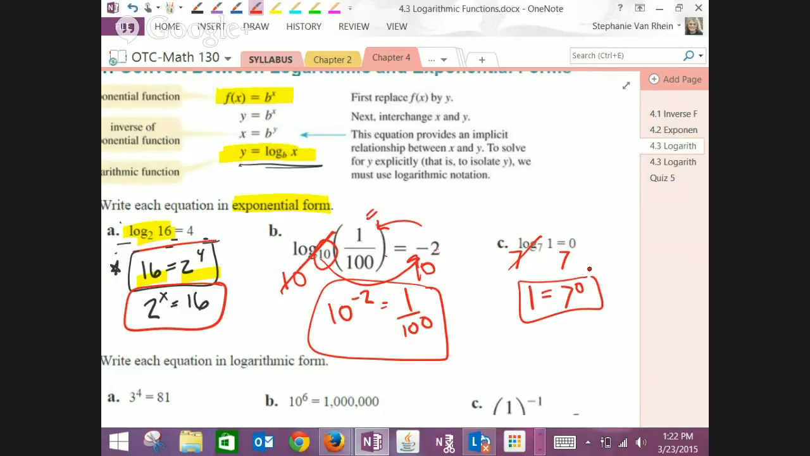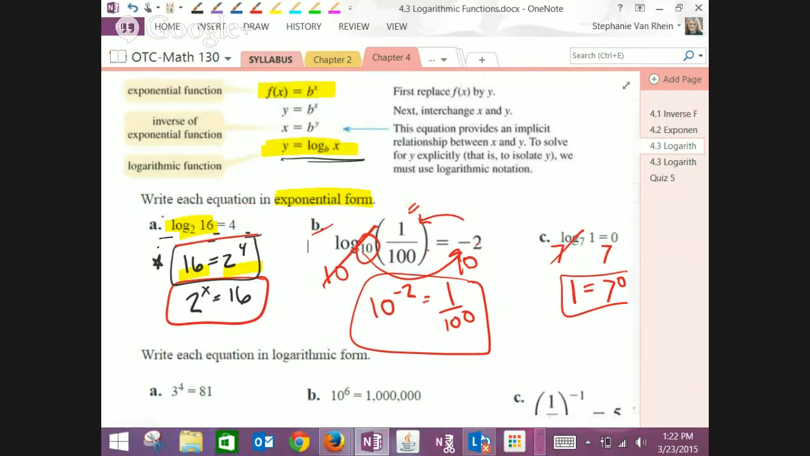On B, how you did on A, you did the 2 and then the exponent equals 16. Could you do that with B? Yeah, this is 10 to the x is 1 over 100.